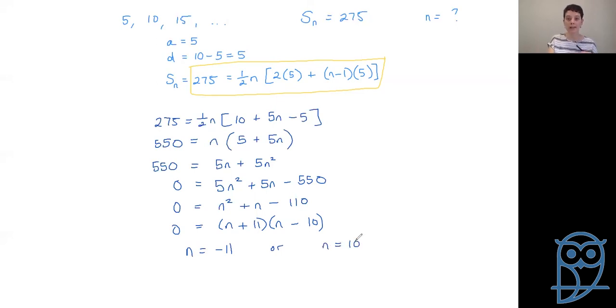And then you must turn your brains on. Because your brain must realize that in this case, n cannot be a negative number. Yes, it's a valid answer to our quadratic, but it is not applicable. We cannot have minus 11 terms in our sequence. So therefore, n equals 10 only. That's the only answer that is valid. If we go for 10 values, 5, 10, 15, 20, so 10 terms, and we added them all together, we would get 275.